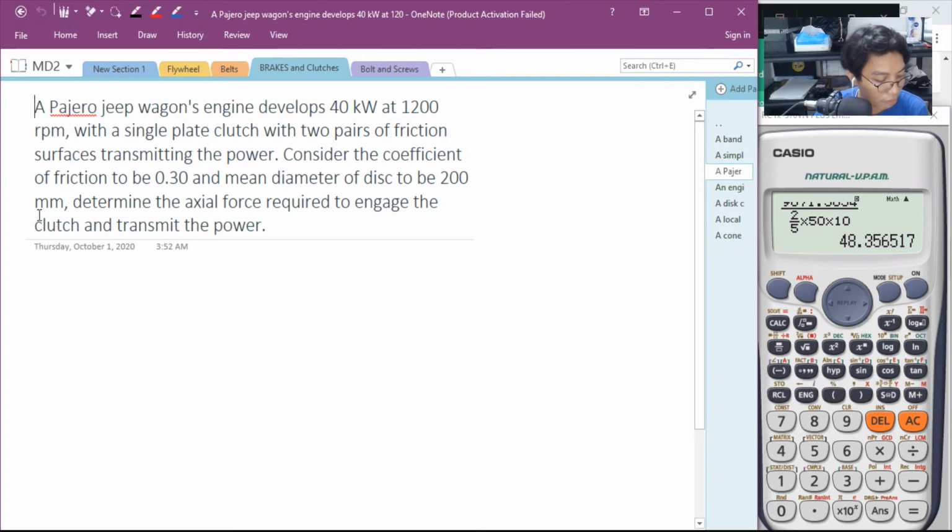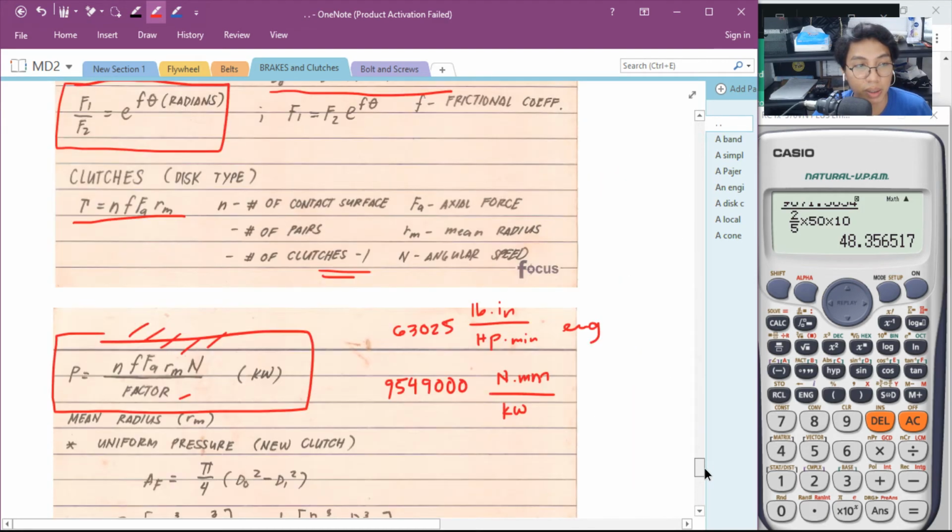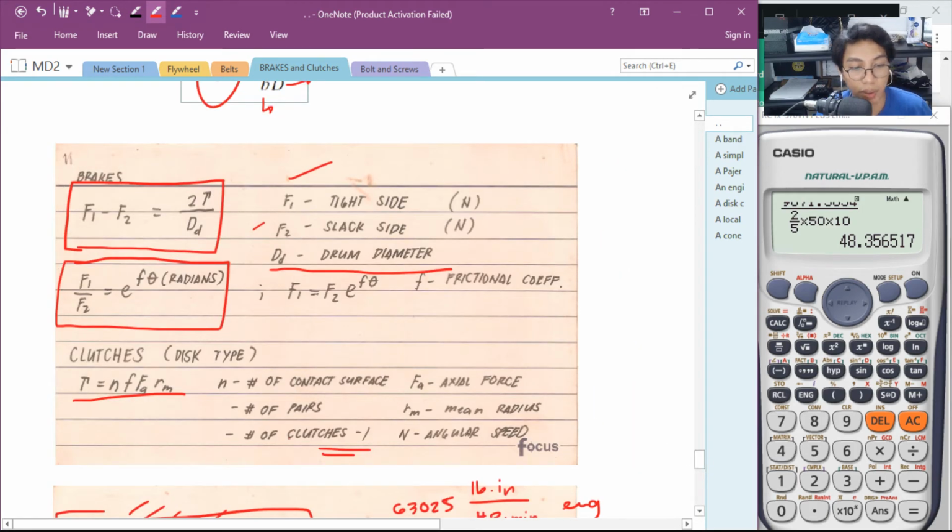This is all about a Pajero Jeep's wagon engine develops 40 kilowatts. May power ka at 1,200 RPM with a single plate, so yung given, single plate clutch with 2 pairs of friction surfaces transmitting the power. You have 2 pairs there. Okay? So, ilan yung number of pairs mo? 2. Anong binigay ko dito sa equation mo? 2 pairs. Number of pairs. Ayan. Number of pairs ang i-consider mo sa N.